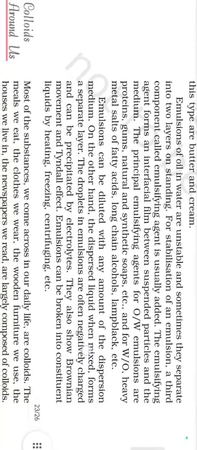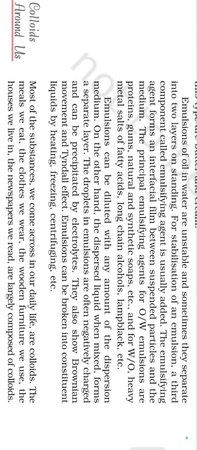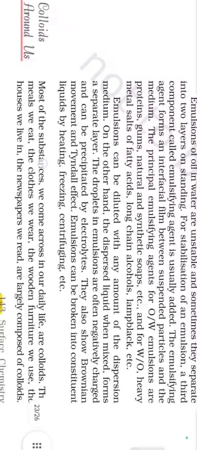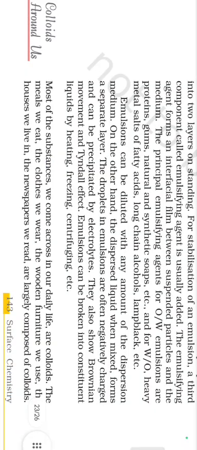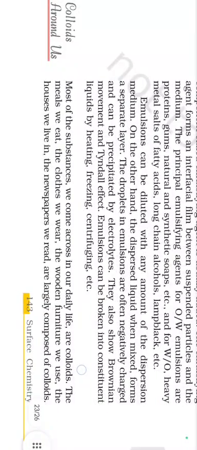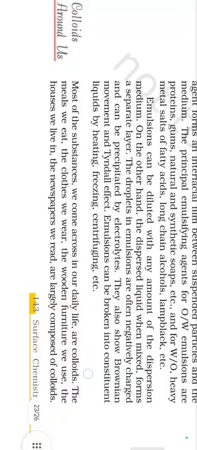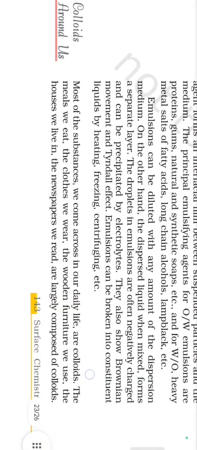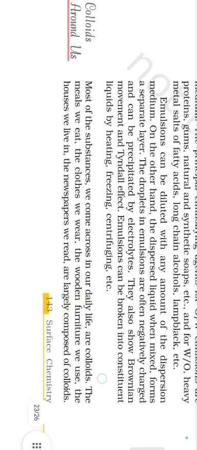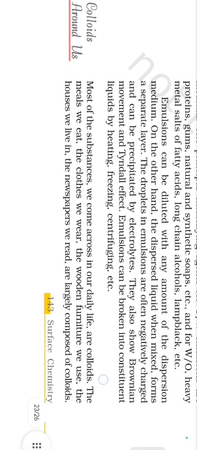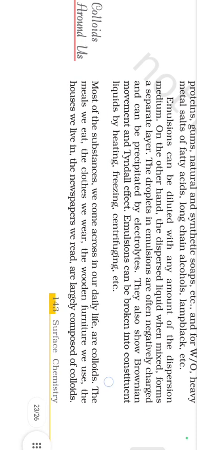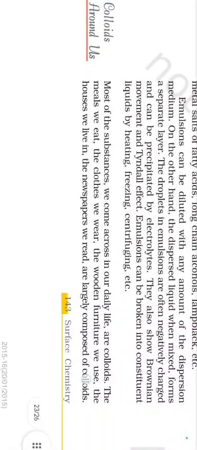Emulsions of oil in water are unstable and sometimes they separate into layers on standing. For stabilization of an emulsion, a third component called emulsifying agent is usually added. The emulsifying agent forms an interfacial film between suspended particles and the medium. The principal emulsifying agents for O/W emulsions are proteins, gums, natural and synthetic soaps, etc. And for W/O, heavy metal salts of fatty acids, long chain alcohols, lamp black, etc.